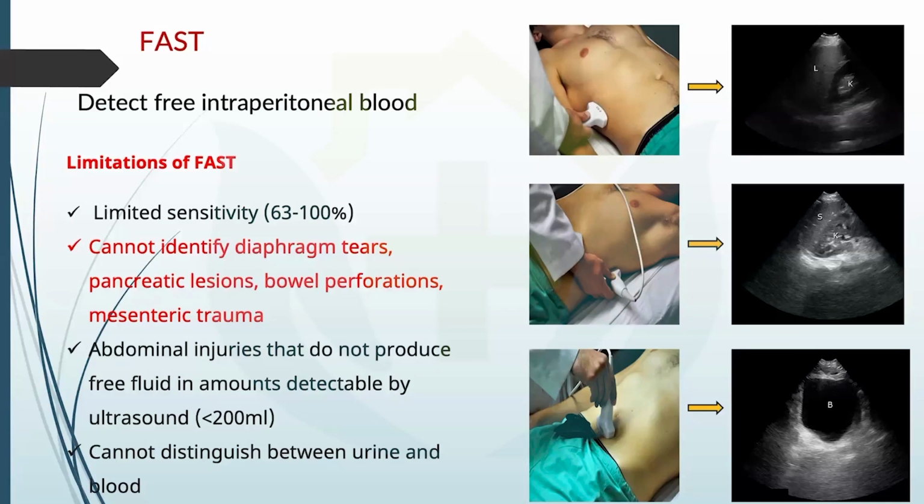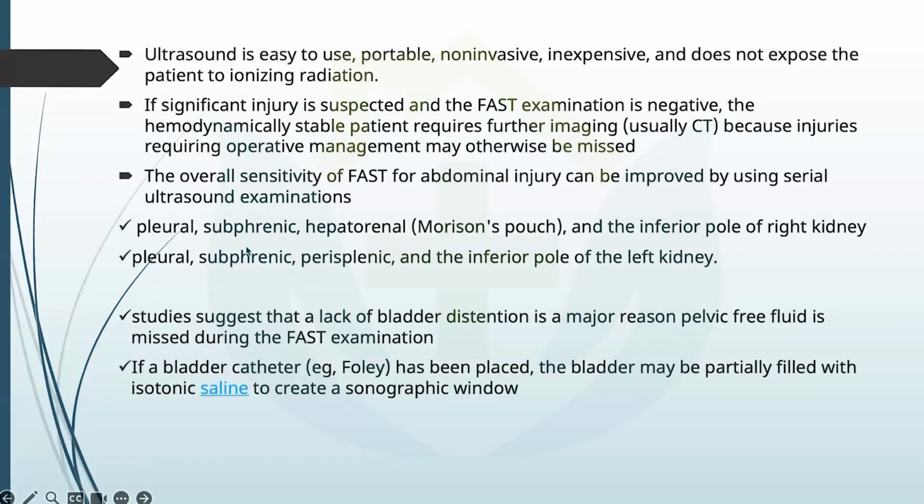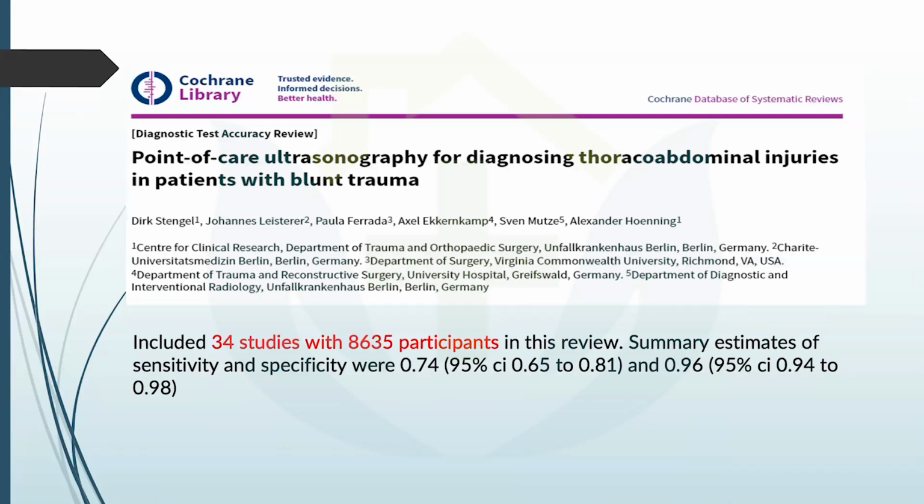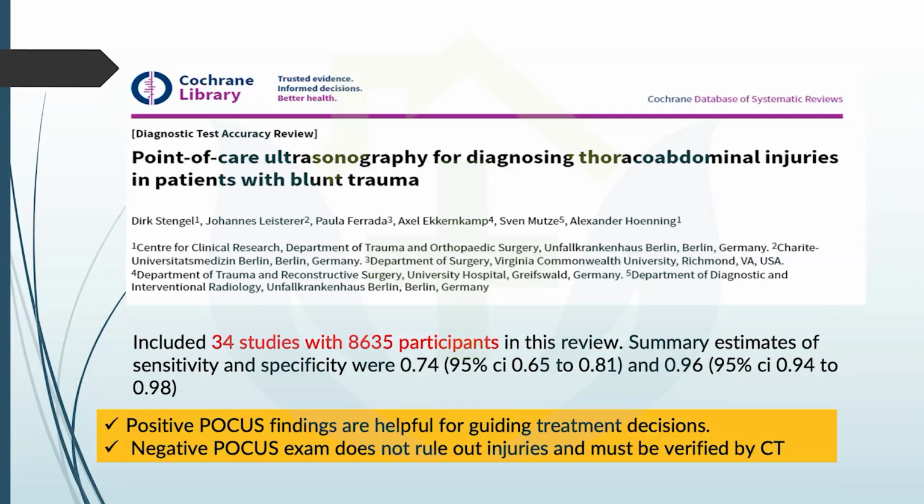So if you have a retroperitoneal structure, it is unable to pick it out. Studies suggest that the lack of bladder distension is a major reason that the pelvic free fluid is missed, and therefore if you want to diagnose pelvic pathologies, you have to inflate the bladder with some saline so that you can visualize. So first, very important to remember that the main limitation is retroperitoneal structures are not seen, and old fluids can be misdiagnosed as new fluids. In that case, obviously we have to rely on the CT scan.